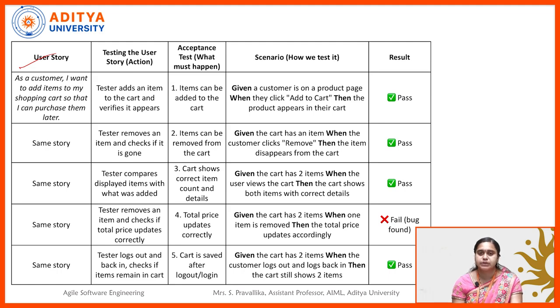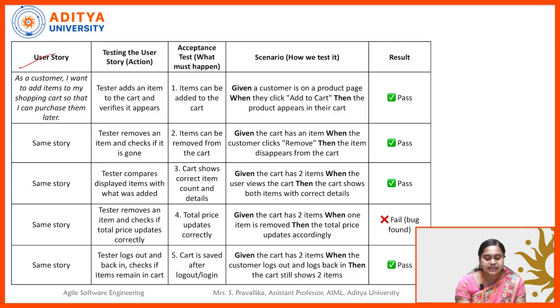So what was the customer's point of view here? As a customer, I want to add items to my shopping cart so that I can purchase them later. What he was expecting is that, as a customer, he adds something to his cart so that he can purchase it later. What was the next one? Testing the user story. The customer has added something to his cart, and that is what we need to test.